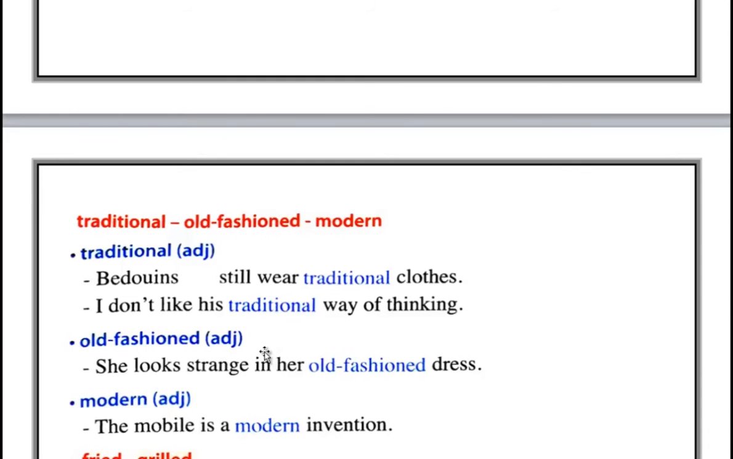Old-fashioned means very old. She looks strange in her old-fashioned dress. I mean that her dress is not new, is not accepted nowadays. Modern: the mobile is a modern invention, a new invention.